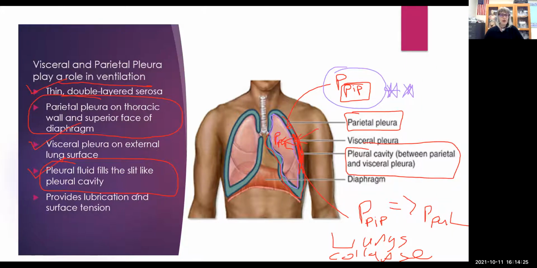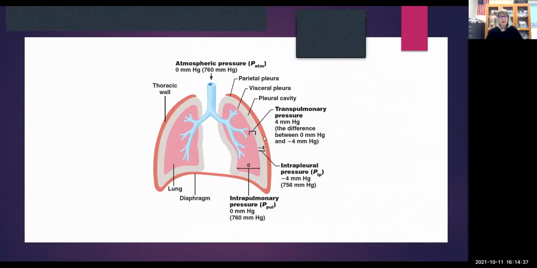And then, just so you know, the pleural fluid is going to decrease surface tension and allow for lubrication. All right, so let me clear all annotations and get rid of that bar. And now we can move to the next slide.